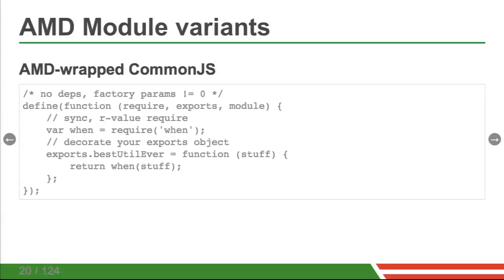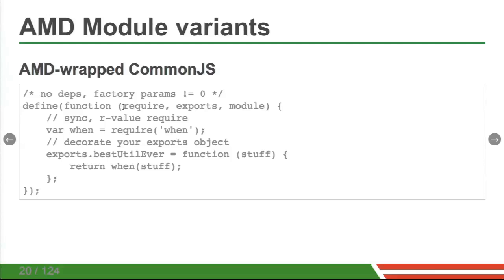But it doesn't have this factory function surrounding it. So what we're looking at here is an AMD wrapped CommonJS, and we're going to talk about how we can get a lot of things to run inside AMD, and this is just one example. The key to this one is that there are actually no dependencies, but there are parameters to the factory function.